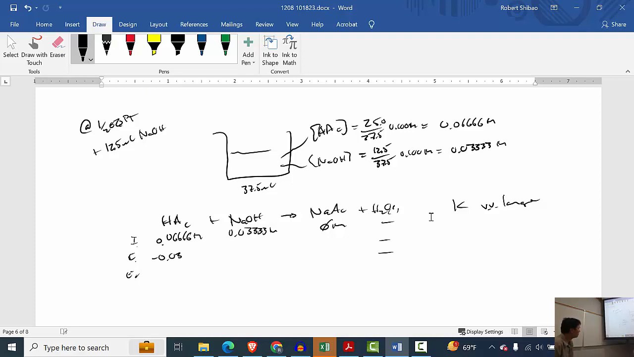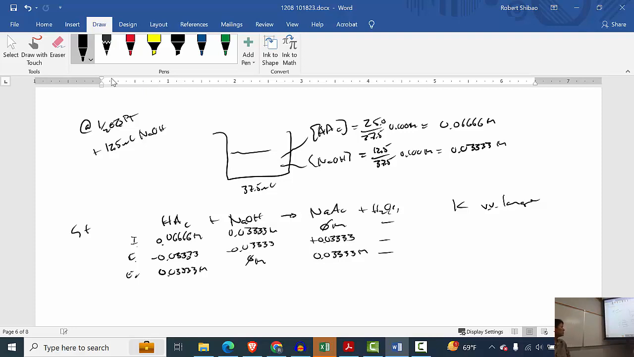And so we're going to lose 0.03333, and we're going to gain 0.03333. And so that's not 0. This is the half equivalence point, so we've only neutralized half of it, so half of it remains. So this is 0.03333 that remains. All the sodium hydroxide is gone. That's the only way we could neutralize half of it, and then we have 0.03333 molar sodium acetate left over.